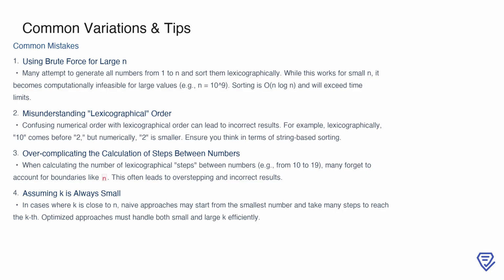Additionally, some people overcomplicate the calculation of steps between numbers in the lexicographical tree. For example, calculating the steps between 10 and 19 can be tricky, especially when n creates boundaries that need to be respected. Lastly, there's the assumption that k is always small. When k is close to n, naive approaches that start from the smallest number and iterate sequentially can become highly inefficient. Optimized solutions need to handle both small and large k effectively.